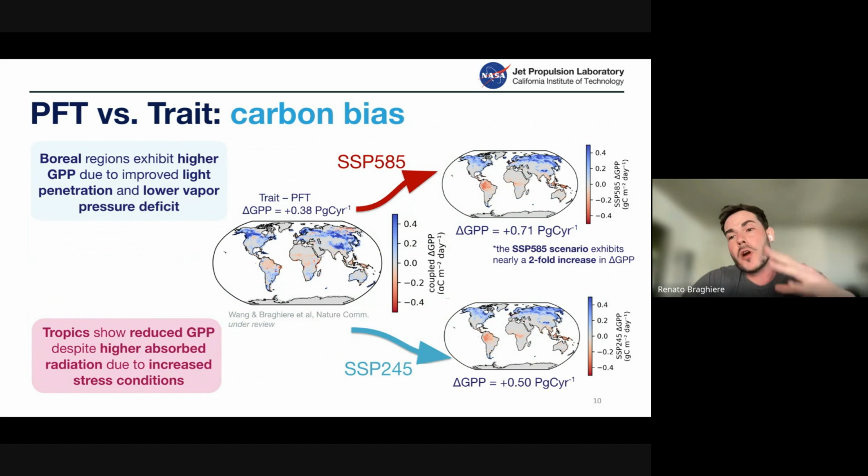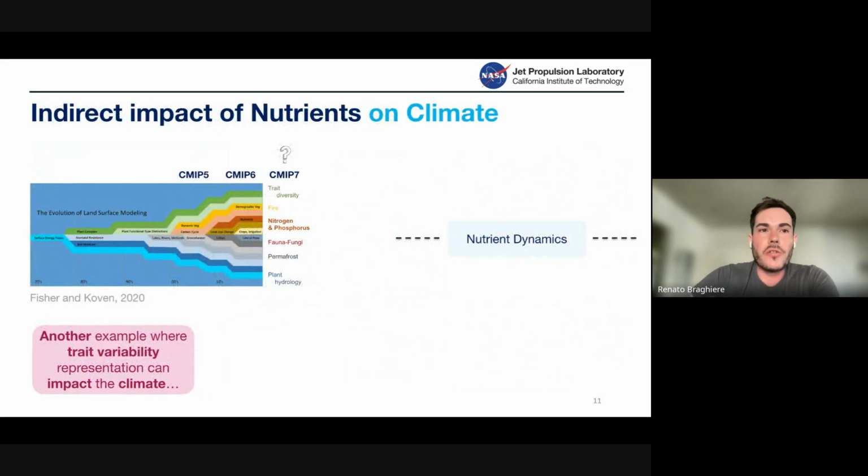And when we perform future simulations with these trait maps, we see that although the total number is less than 1 petagram of carbon per year, the discrepancy between the trait and PFT can increase in the future. And so this was the story related to the optical properties of the radiative transfer code.